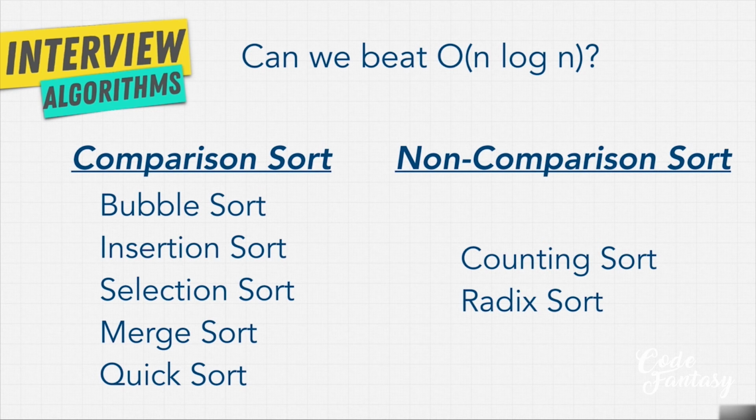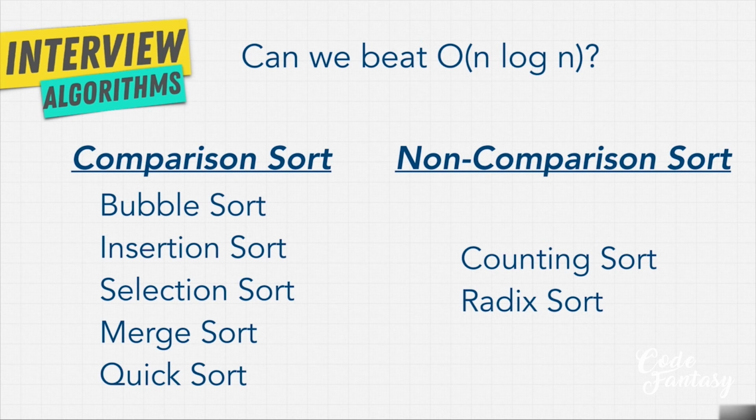But what does that mean? Counting sort and Radix sort is an entire different way to think about sorting. With comparison sort, we decided the order of the numbers based on asking the question, hey, is this element bigger than the one over there?